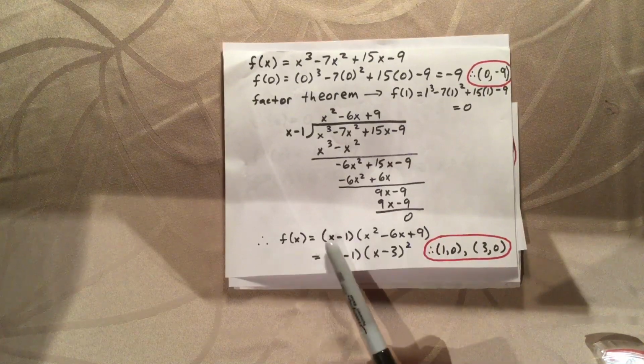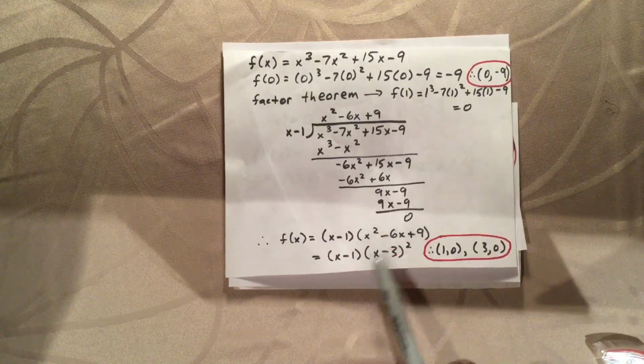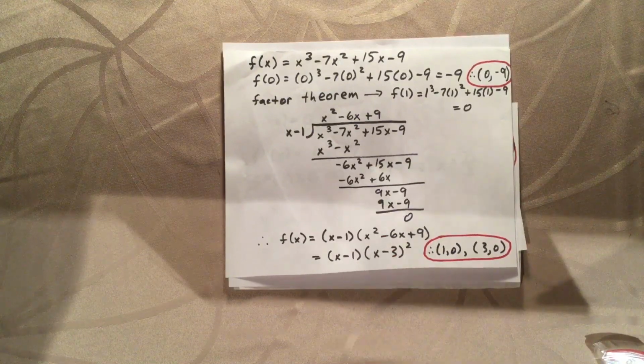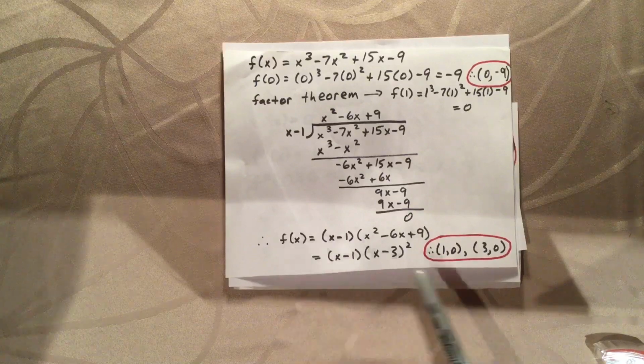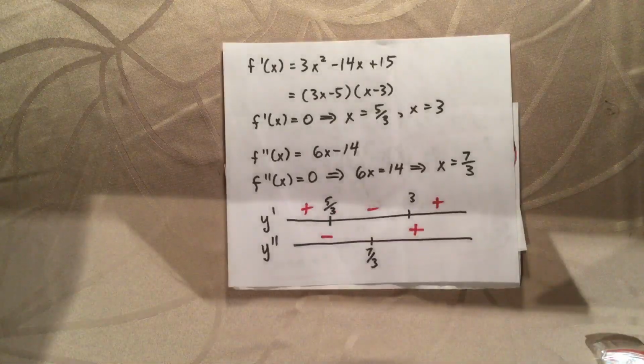That means f of x is equal to x minus 1 times x squared minus 6x plus 9, which is the same as x minus 1 times x minus 3 squared. Setting y equal to 0 means x is 1 or 3. So these are our two x-intercepts.